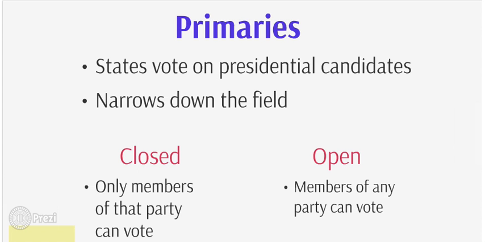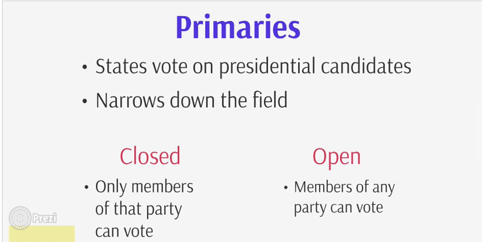There are 2 types of primaries. A closed primary, where only members of that party can vote in that primary. So if you're a Republican, you can only vote in the Republican primary, and if you're a Democrat, you can only vote in the Democratic primary. There's another type that's open primaries, and members of either party can vote in either primary, whichever one they want to, but you can only vote once.